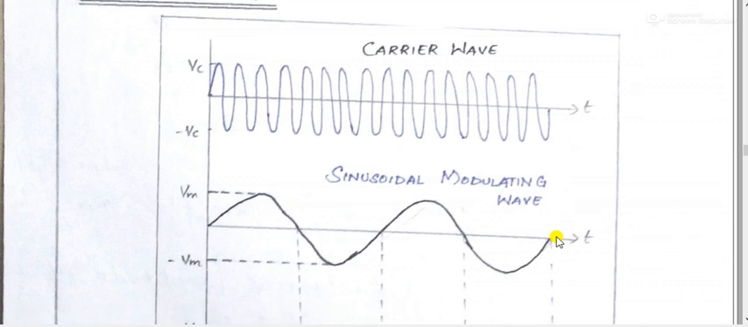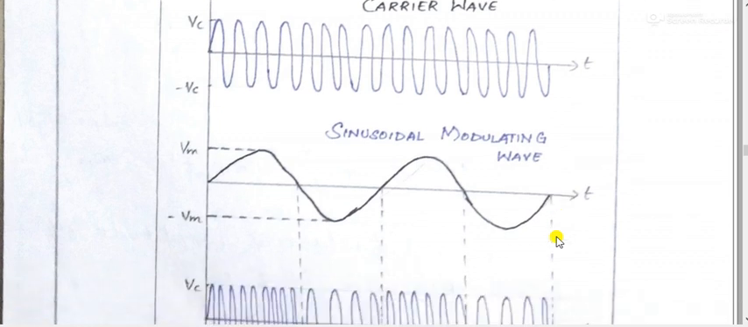Next, FM waveforms. Here we have the general sinusoidal signal, that is the carrier wave, and this is the sinusoidal modulating signal. Both are sinusoidal signals, but the frequency of the carrier wave is higher than the modulating signal. In general, the carrier signal is higher than the modulating signal, because the carrier wave should be higher to carry the information from one place to another. If the carrier wave is lower than the modulating signal, it cannot carry the modulating signal.